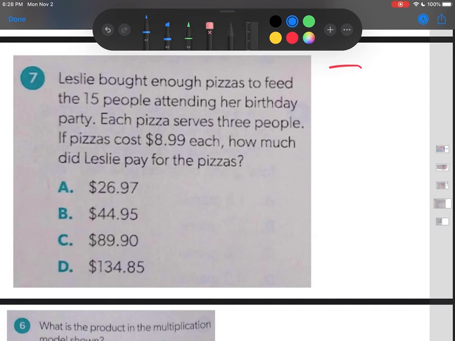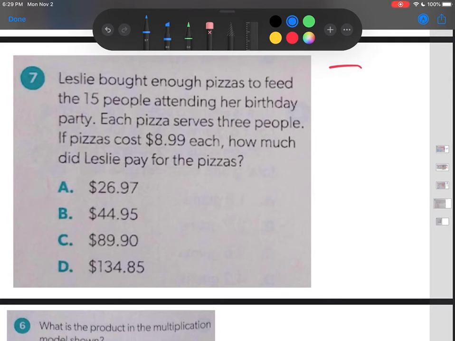All right, only 2 more that we're going to go over. Let's look at number 7. So number 7 says that Leslie bought enough pizzas to feed the 15 people attending her birthday party. Each pizza serves 3 people. If pizzas cost $8.99 each, how much did Leslie pay for the pizzas?